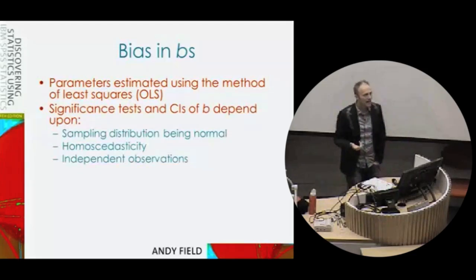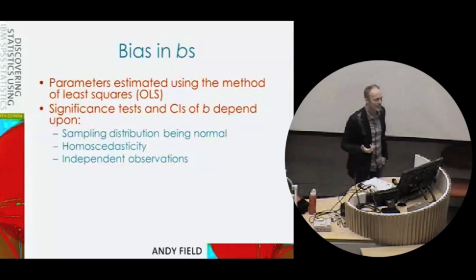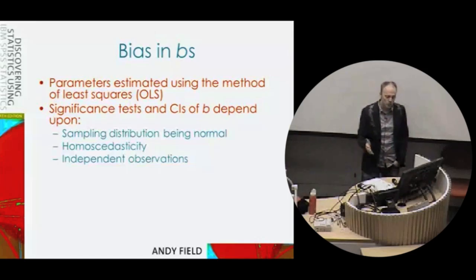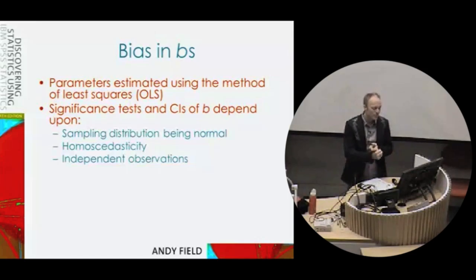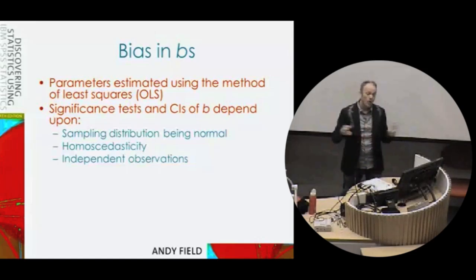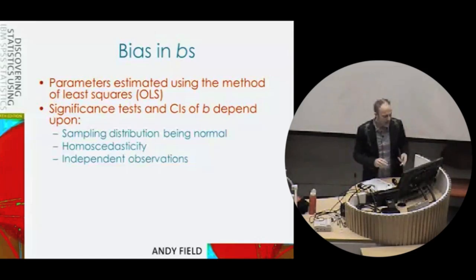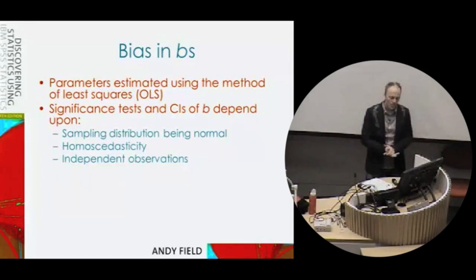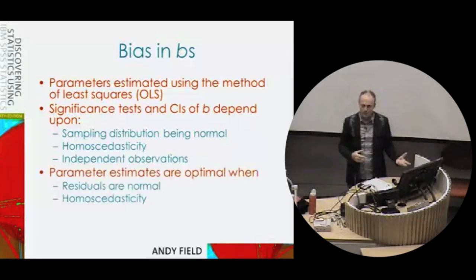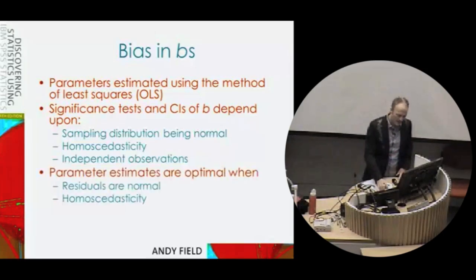We also saw in maybe the third lecture, when we were talking about bias, that if we do significance tests or construct confidence intervals around parameters, they depend upon certain things being true. One of them is that the sampling distribution of that beta should be normal. We should have homoscedasticity or homogeneity of variance, whatever you want to call it. And our observations should be independent from each other, so we shouldn't have related observations. If those 3 things are true, then we can trust the significance tests and confidence intervals that are generated.